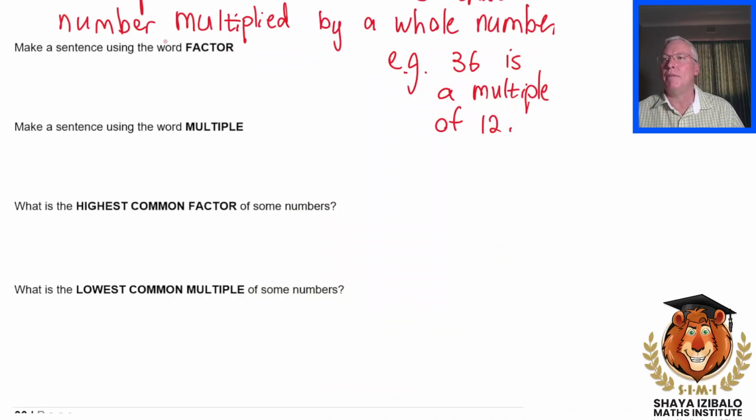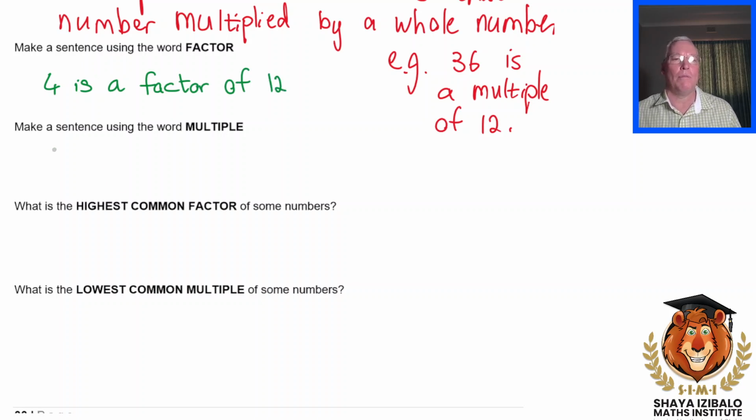And let's now make a sentence using the word factor. All right? So I'm going to use two numbers here. And I'm going to use 4 and I'm going to use 12. 4 is a factor of 12. All right? It's a number that divides into 12.